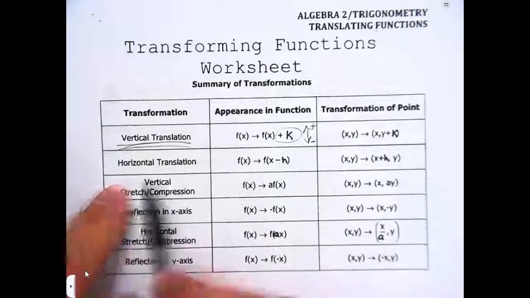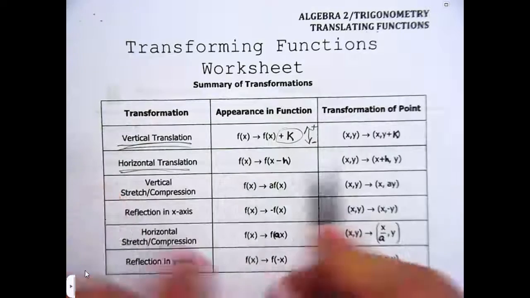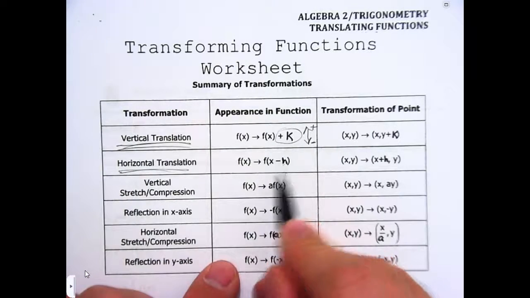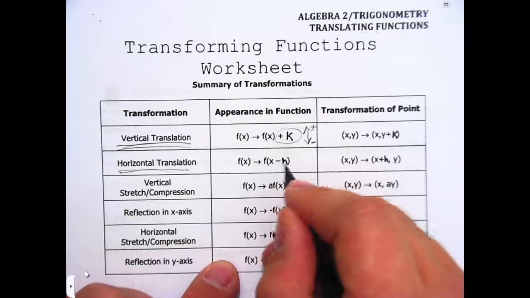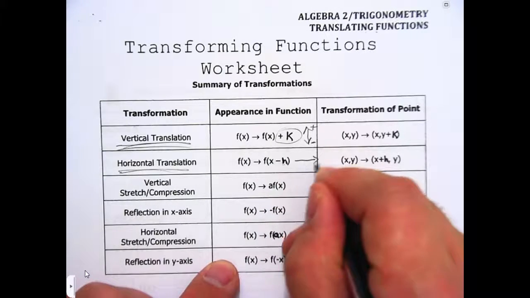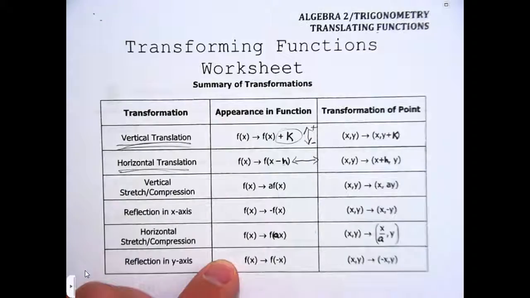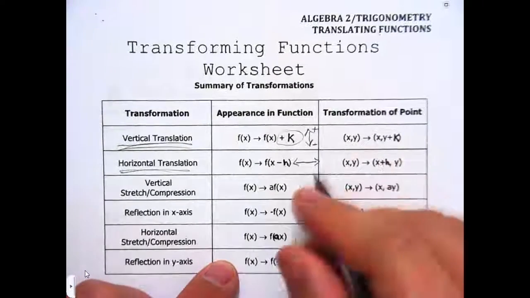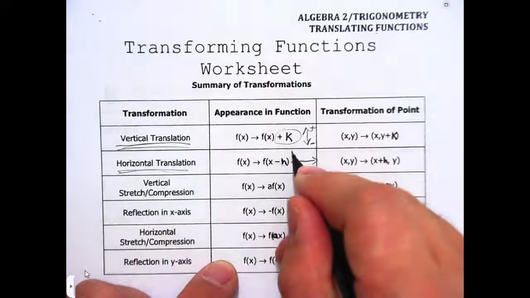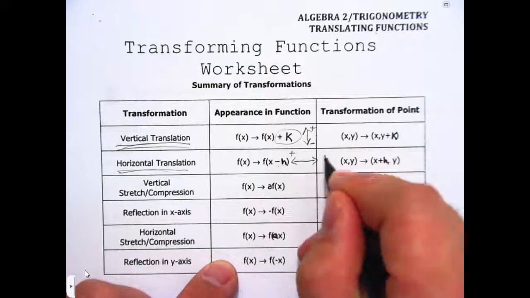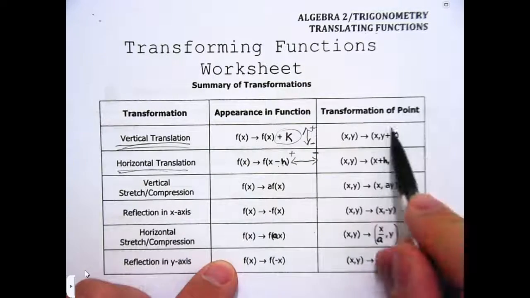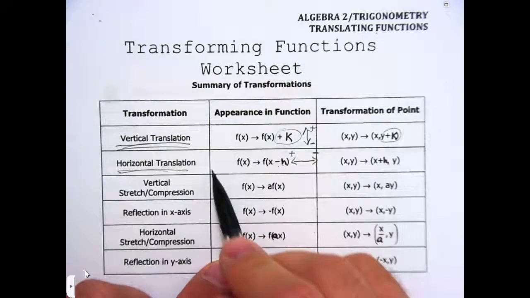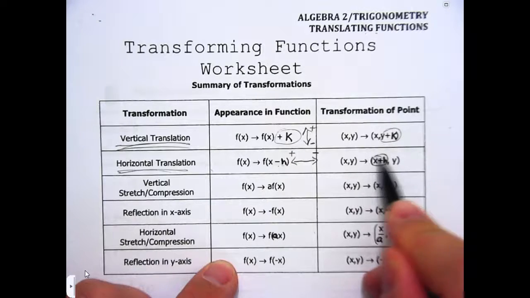Okay, we talked about horizontal translations. Remember, horizontal happens on the inside. Vertical's on the outside. So if I'm subtracting something in there, or adding something, it's moving it left and right. Now remember, it's backwards on the inside. So left actually is our plus, and right is our minus. Okay, so vertical affects my output. Horizontal affects my input.